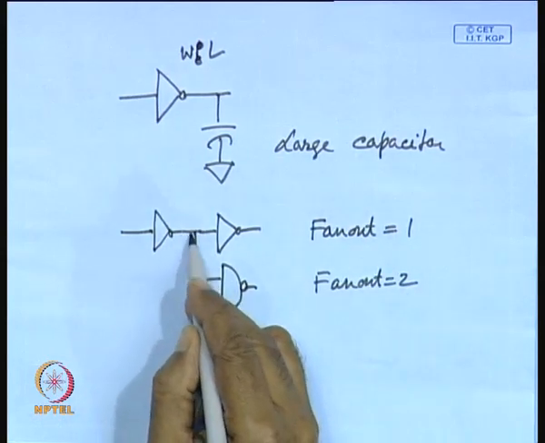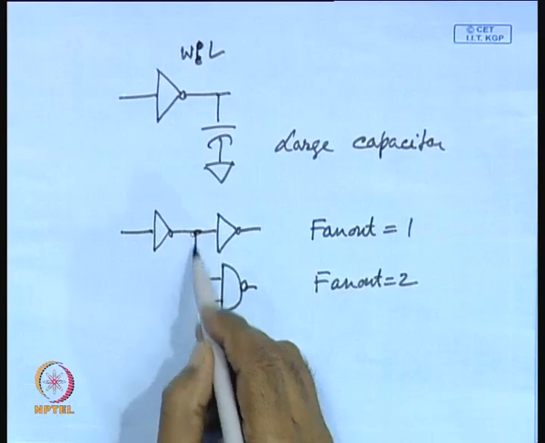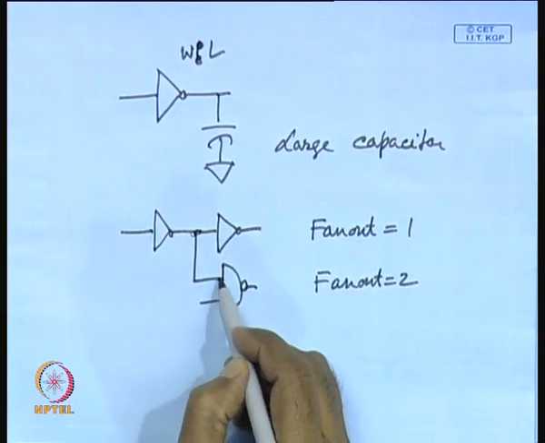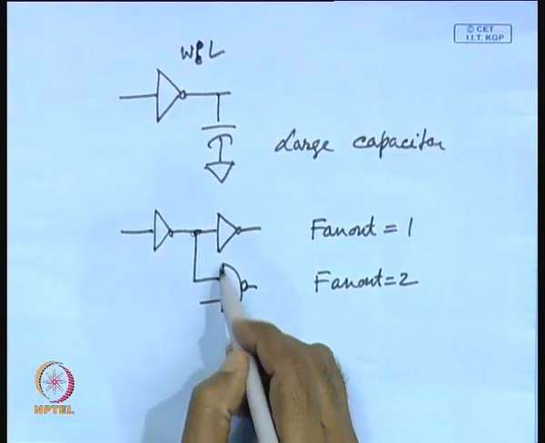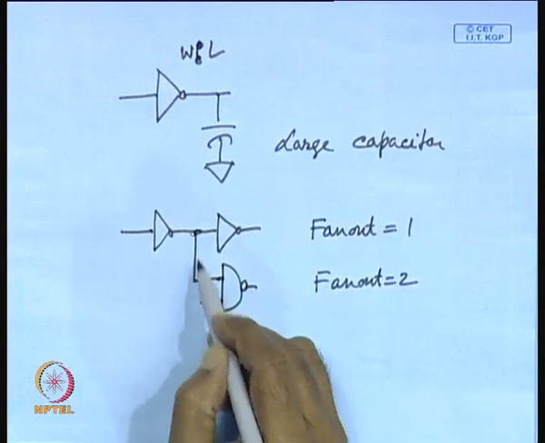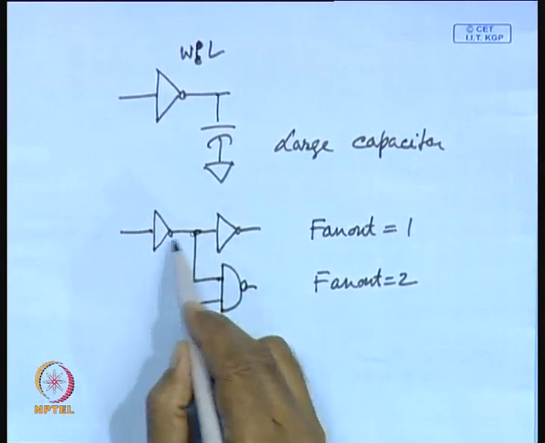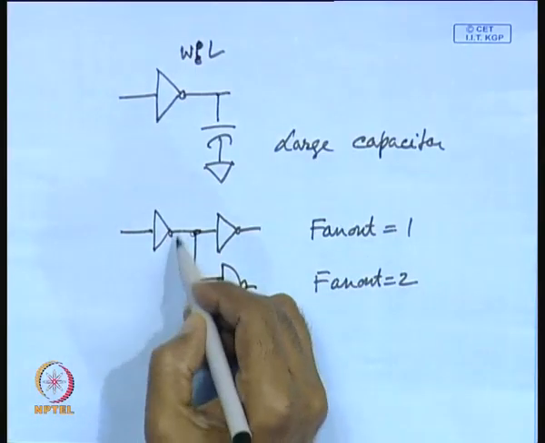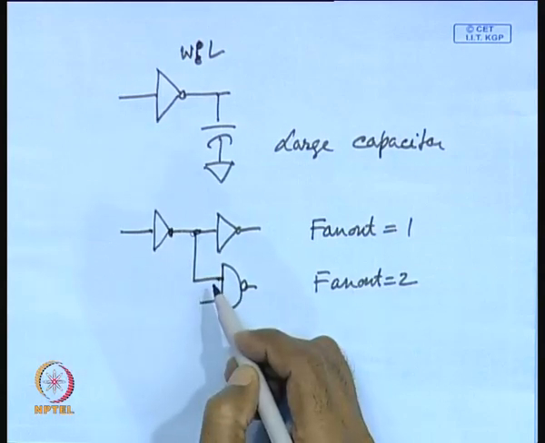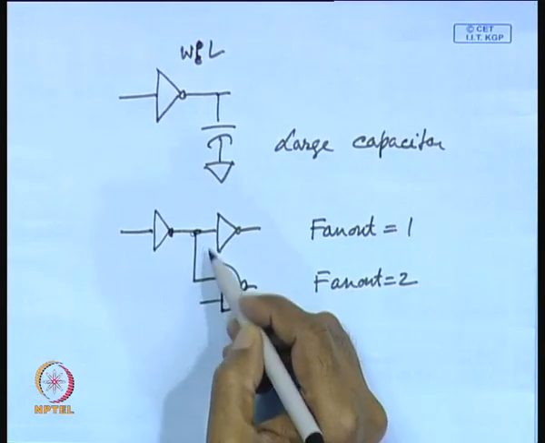So, as the fan out increases, the output capacitance increases, because the gate capacitance of the next stage is coming, and also parasitic capacitances are there for interconnection. That means, as the fan out is increasing, the delay increases. Now, you can do the sizing of this transistor such that this delay is reduced.